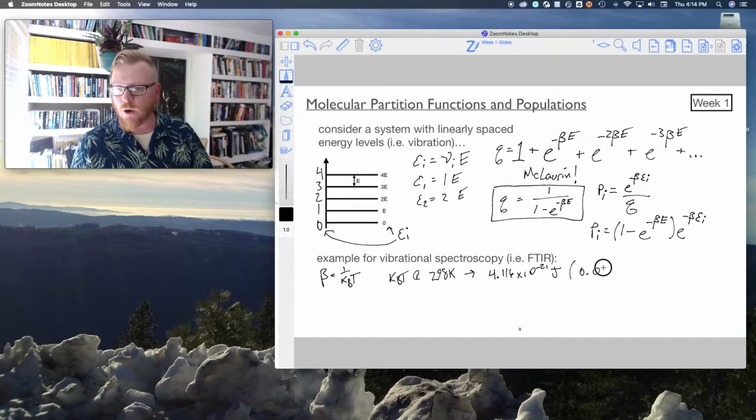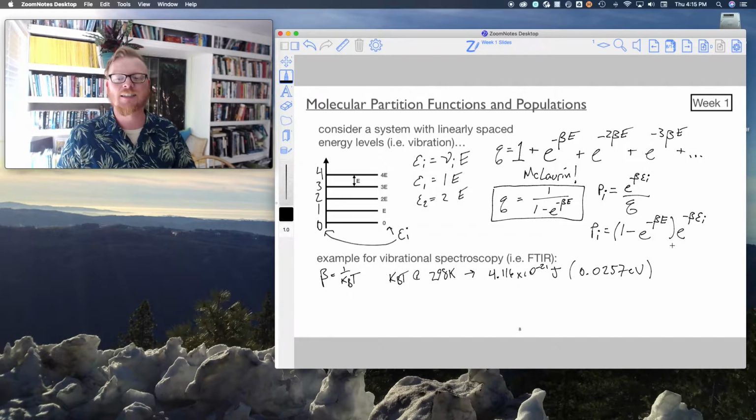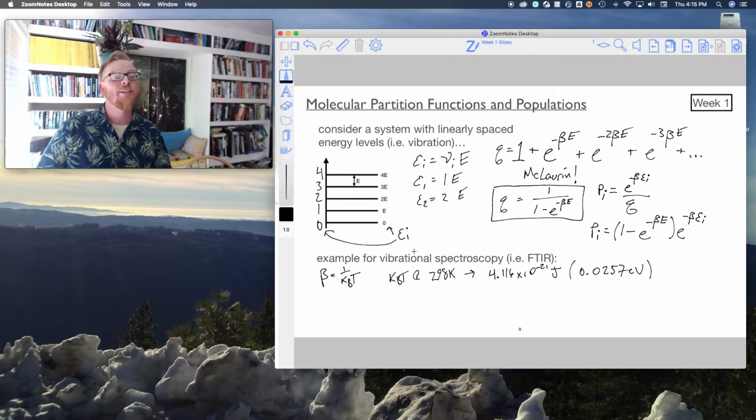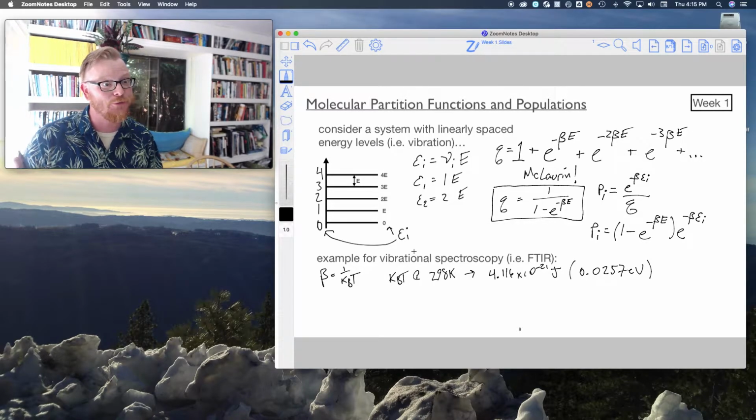0.0257 eV, so about 26 millielectron volts, right? But if I want to do this example from vibrational spectroscopy, it becomes useful to use units of wave number.